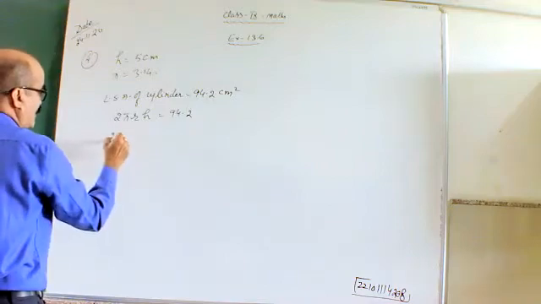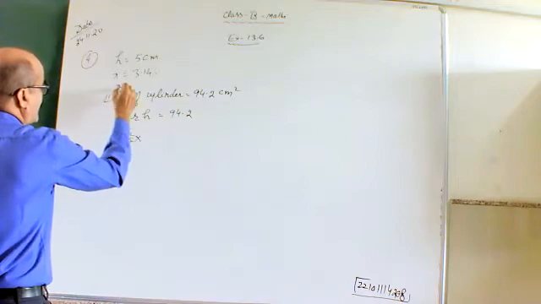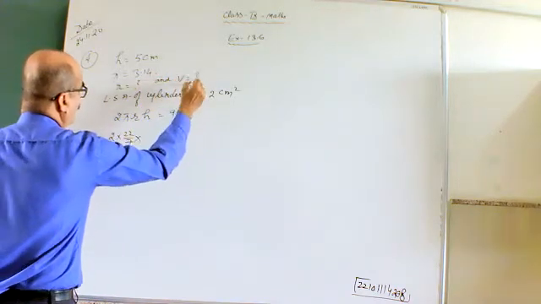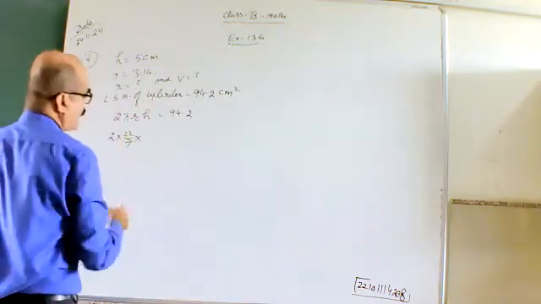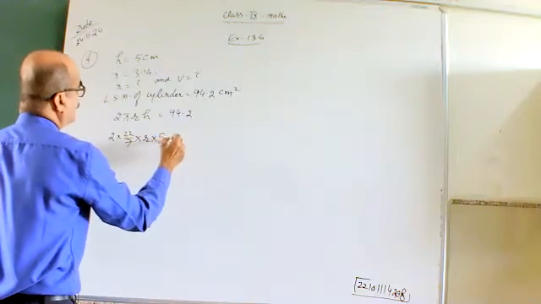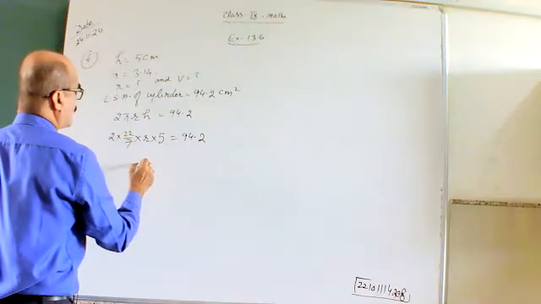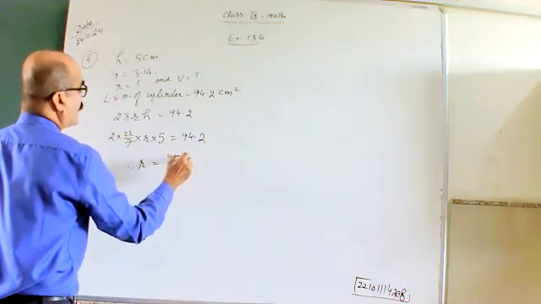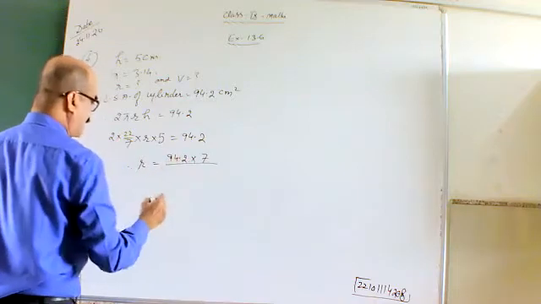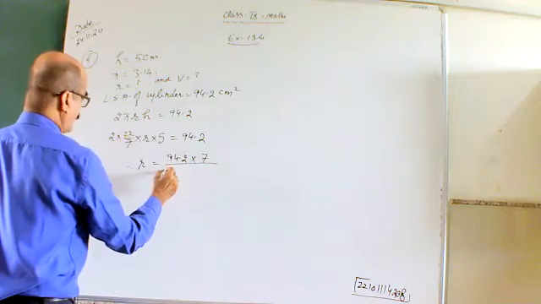Okay, so 2 into 22 by 7, and r we need to find. And also we need to find the volume. So 2 into 22 by 7, r into h, which is 5 centimeter, equals 94.2. So therefore r is equal to 94.2, and this 7 will be transferred here in multiplication, and 2 into 22 into 5.